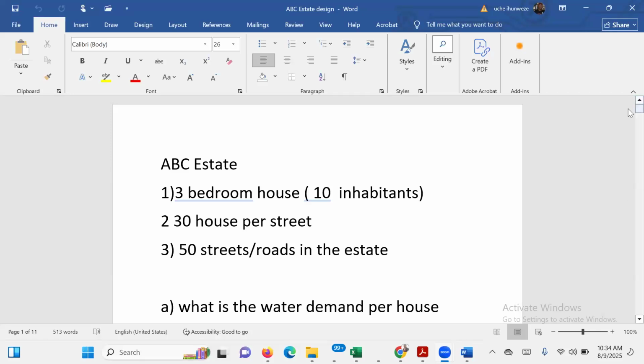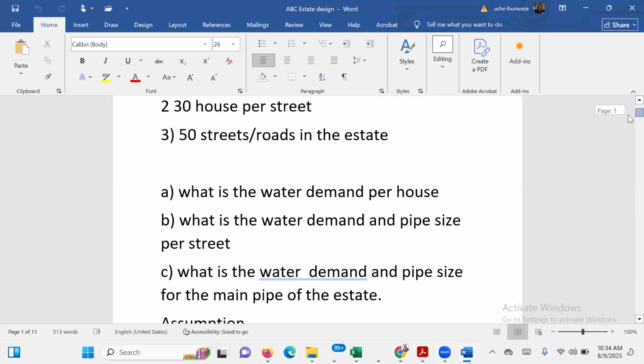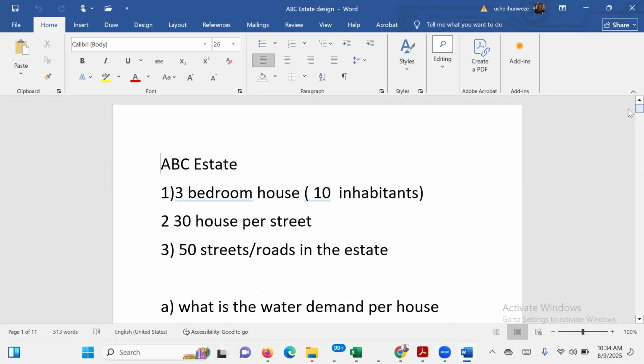So in this ABC design, let me just test this one, just to test our knowledge. Say in ABC, we are talking about 3-bedroom houses, right? And we said each house has 10 inhabitants. And we said there are 30 houses per street. And then there are 50 streets or roads in the estate. Now, this is a sample question just to test our knowledge, right?